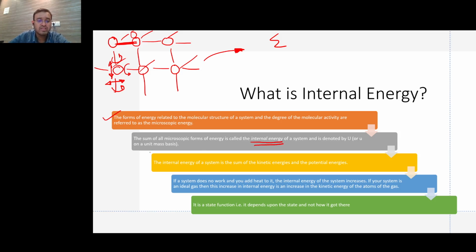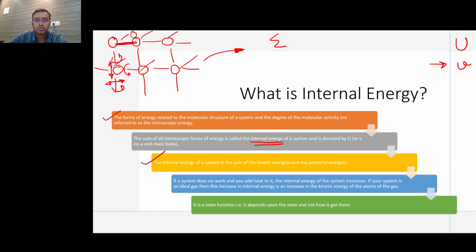Now, internal energy, as I've said, is a sum of all of these kinetic and potential energies. And since it's an energy, it's measured in the unit of joules. The symbol for internal energy is capital U, and specific internal energy, that is internal energy per unit kg, is of course small u.